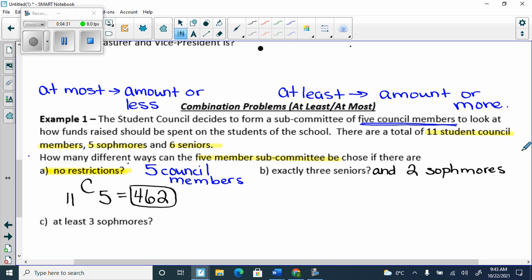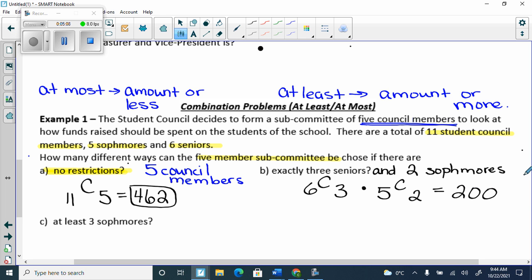If it says I need a 5-person subcommittee, I need to have 5 people. So even if they only list 3, you need to find 2 others somehow. Okay? Once you have this, it's really easy. Seniors from seniors, sophomores from sophomores, and it's a C because no jobs, right? How do I guarantee getting 3 seniors? Choosing them from the 6 seniors. So 6C3 times the 2 sophomores. How am I choosing them from? 5C2. And what do we get as an answer? 200.